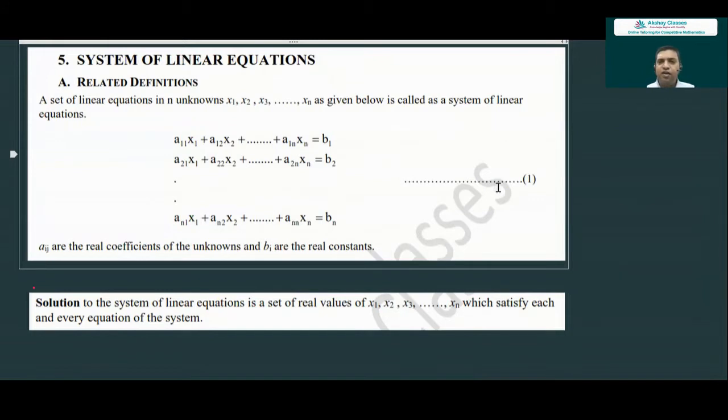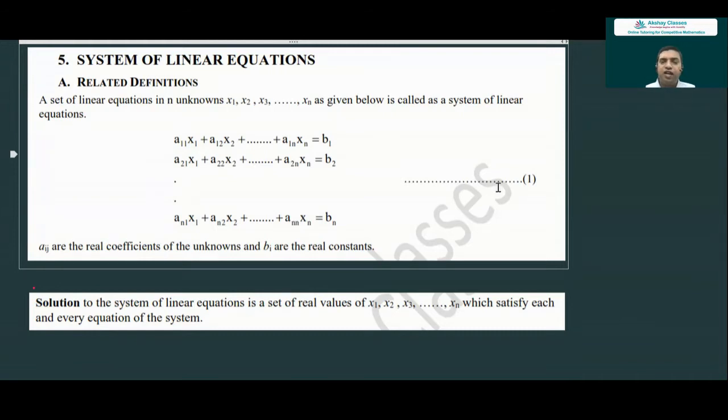Even if the set does not satisfy even one equation, we don't say that it is a solution of the system. It may be a solution of one equation, but it may not be a solution for other equations. So only if the set of these values x1, x2, x3 up to xn satisfy each and every equation of the system, then we call it the solution of the system of linear equations.